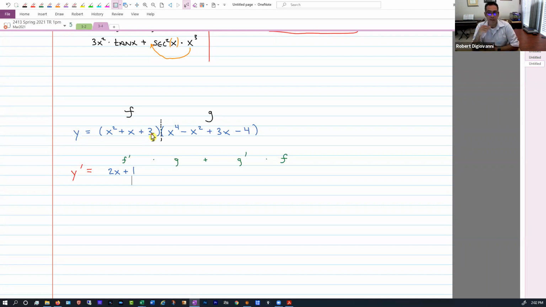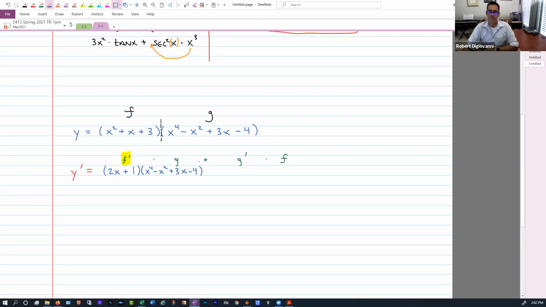So I'm not going to write anything for that. I'm just going to put 2x plus 1. Now that's f prime. Does everyone agree? That is f prime only. And I now need to multiply it times g. So I need to put this in parentheses because I have more than one term there. And now comes g. Now g is everything here, right? No derivative. So x to the 4th minus x squared plus 3x minus 4.